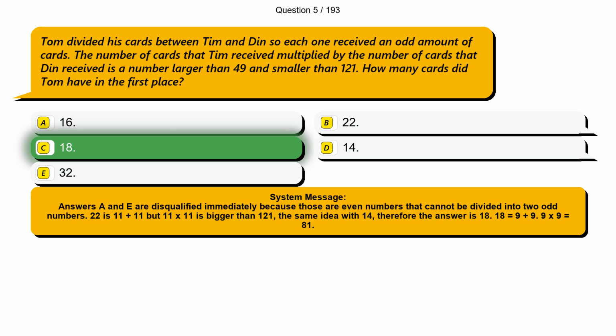Answers A and E are disqualified immediately because those are even numbers that cannot be divided into two odd numbers. 22 is 11 plus 11, but 11 x 11 is bigger than 121, the same idea with 14. Therefore the answer is 18. 18 equals 9 plus 9. 9 x 9 equals 81.